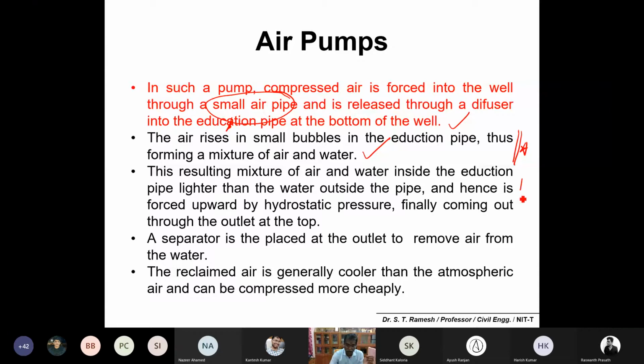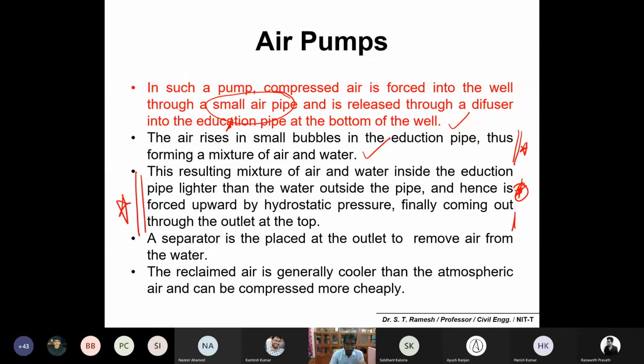Now what will happen? There will be a density difference. Just imagine the mixture of air and water inside the ejection pipe is much lighter than the water outside the well, and because of the hydrostatic pressure the water will move out. That is important. So, this third point, just remember the principle.